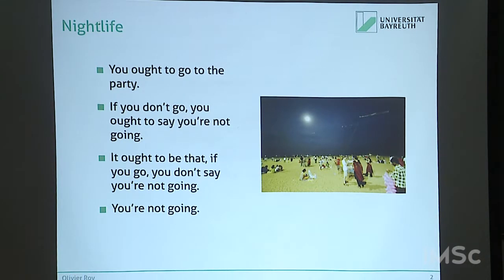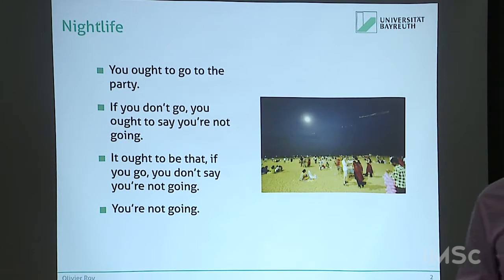Now, the intuition that many philosophers have, and maybe you have already, is that all these statements should in a way be independent. So it could be that I'm not going, and it doesn't have any influence on whether I ought to go or not. And these two as well. So I ought to go to the party, and it might be the case that if I ought to, I should say that I'm going, but I shouldn't. It could as well be the case that if I ought to, I shouldn't say that I'm not going, etc. So these four statements should be somehow independent.